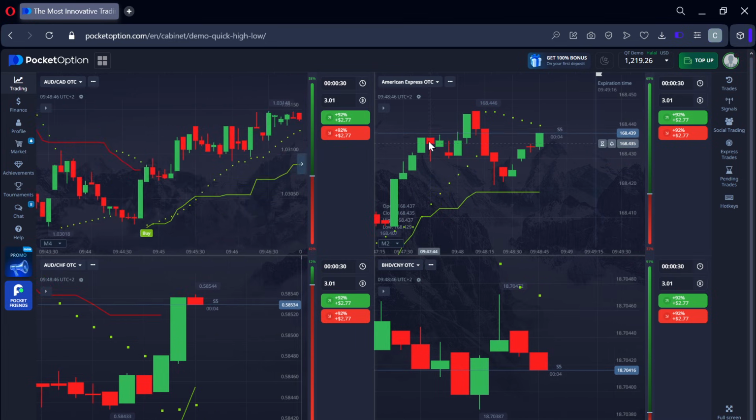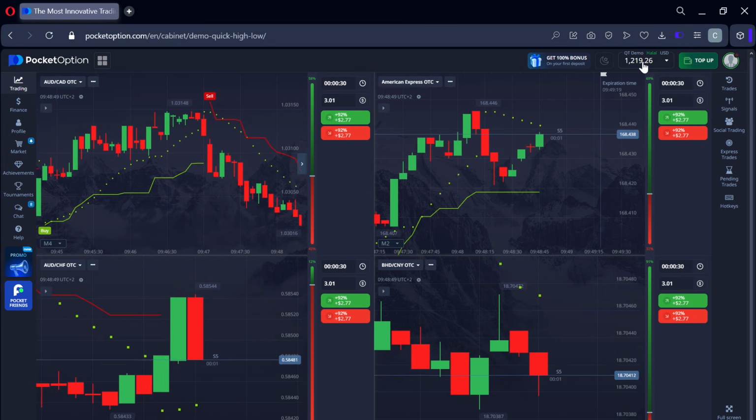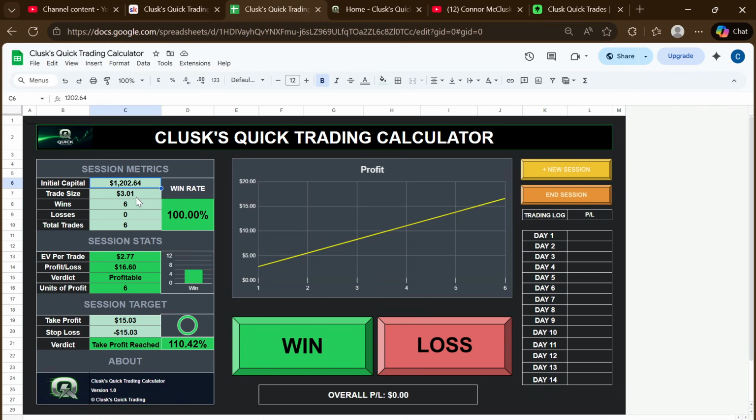All you need to do is have everything set up, right? Make sure that whatever your balance was at the start of a session, you put that in, and then it will give you your trade size on the trading calculator.